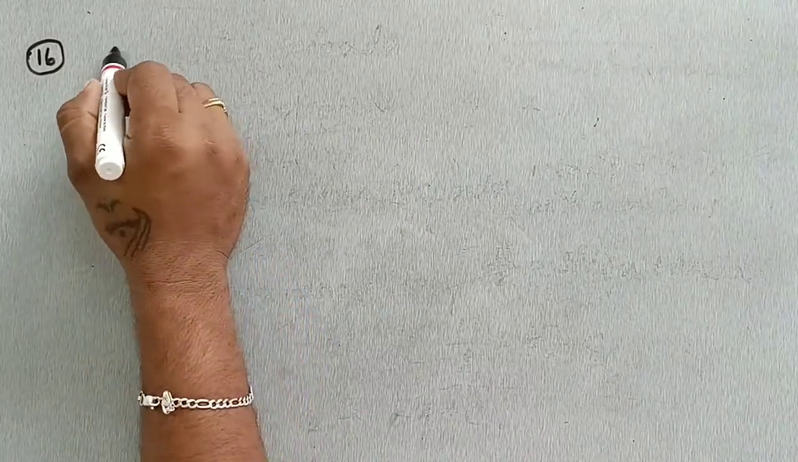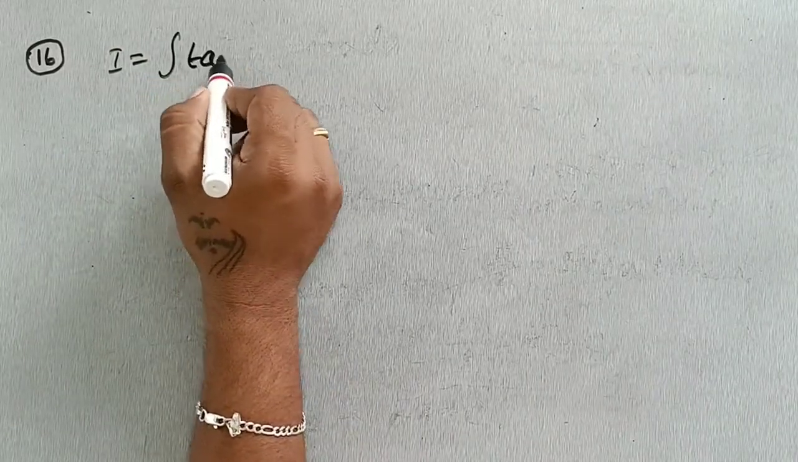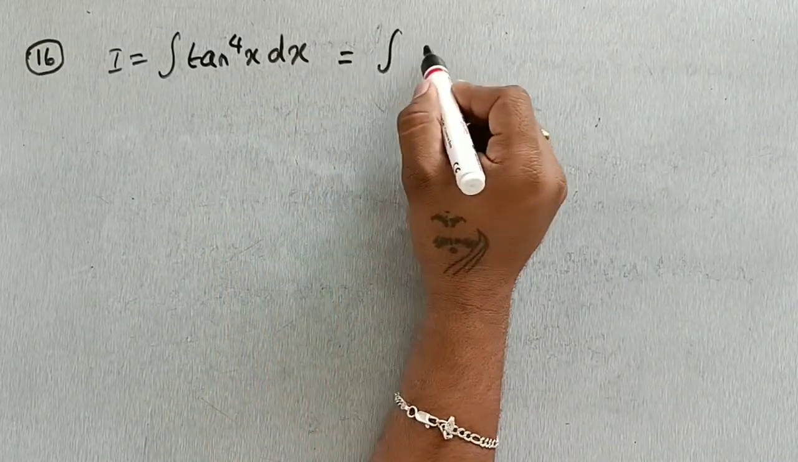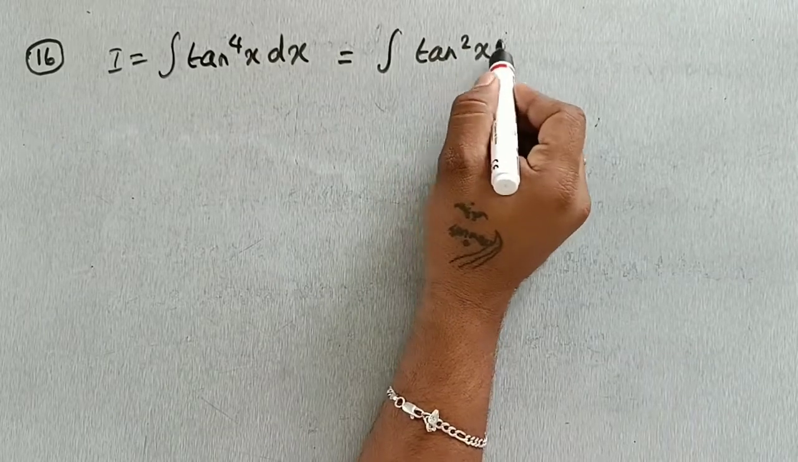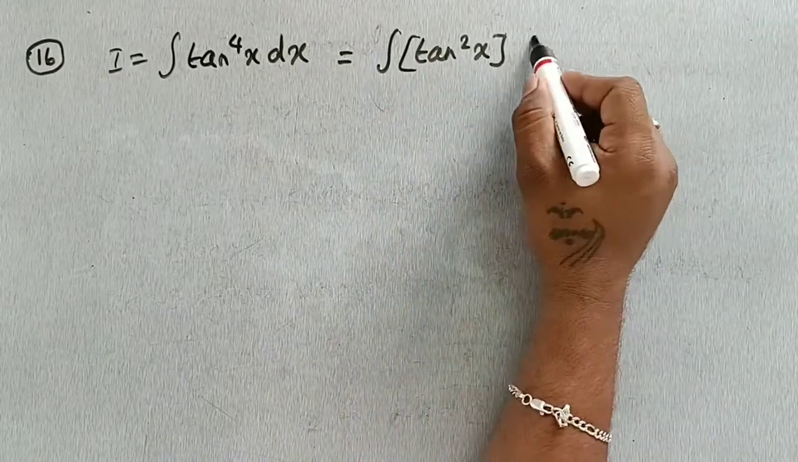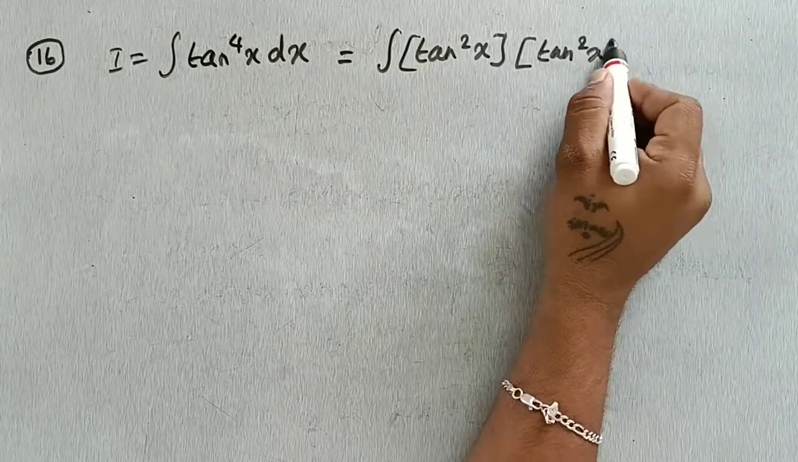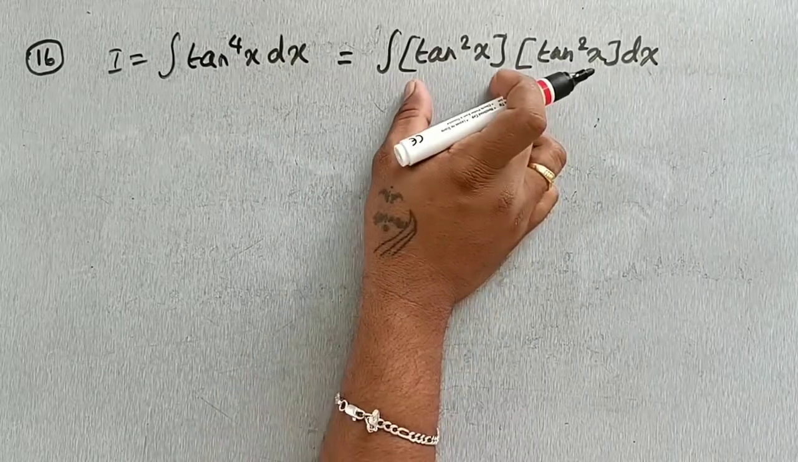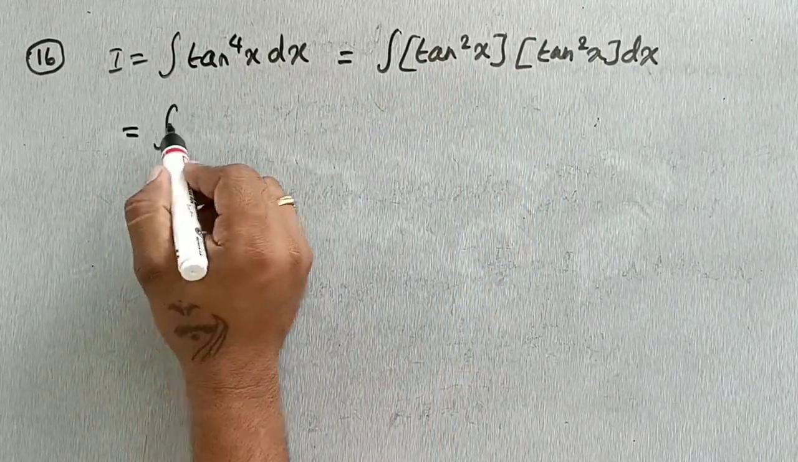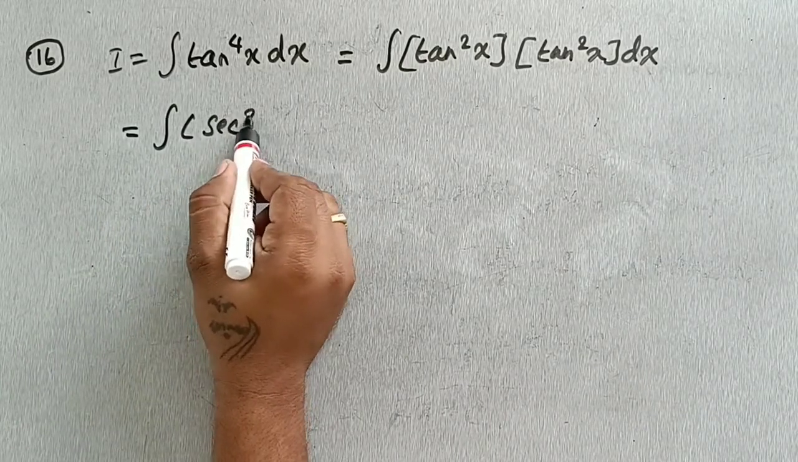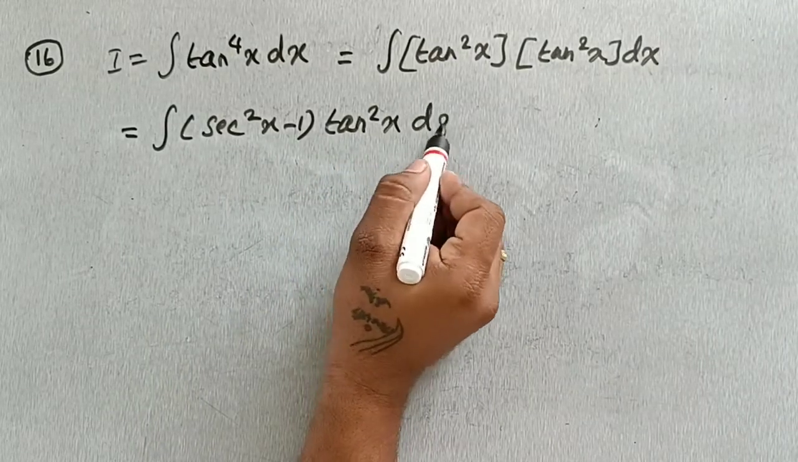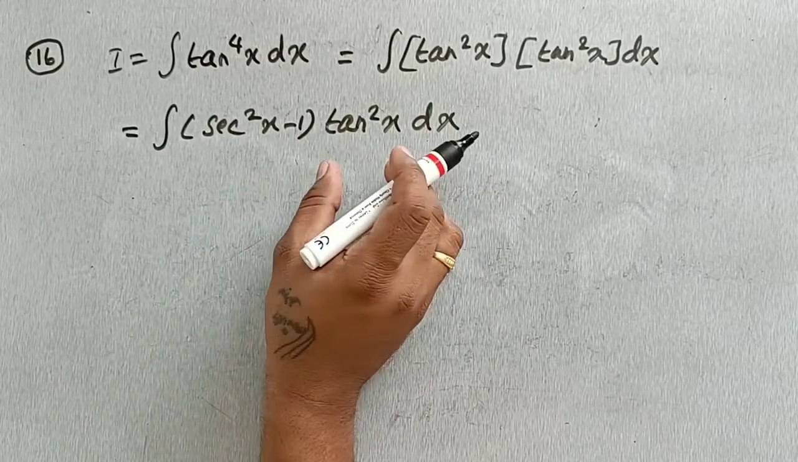Question number 17. Now I equal to integral tan power 4x dx. This can be written as integral of tan square x into tan square x into tan square x dx. Now one of the tan square I am going to convert in terms of secant. Already we studied in the last problem, tan square x equal to secant square x minus 1. So (secant square x minus 1) into tan square x dx now.